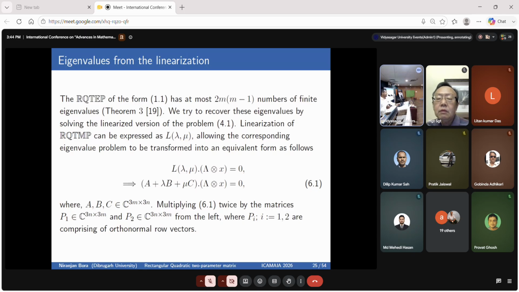At least it can be put, this rectangular problem, as at most twice n minus 1. So this set has already been put in theorem 3 of another paper, in the journal Transactions on Fuzzy Systems.